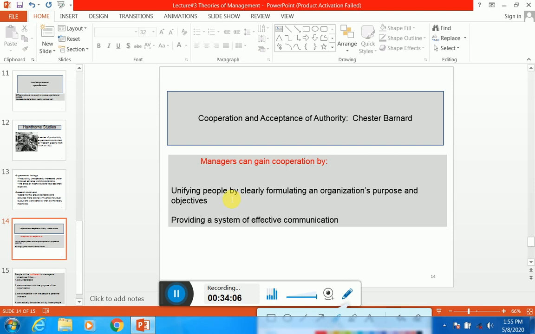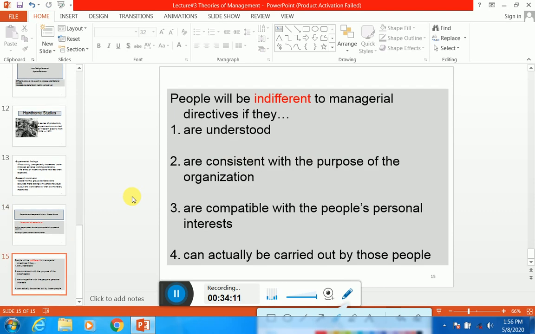There must be an effective communication transfer system. People will be indifferent to managerial directives if they are not understood. Simply stated, when everything is defined for people, roles are clear, goals are clear, objectives are clear, functions are clear, so it means they are easy to understand, and employee performance will automatically improve.